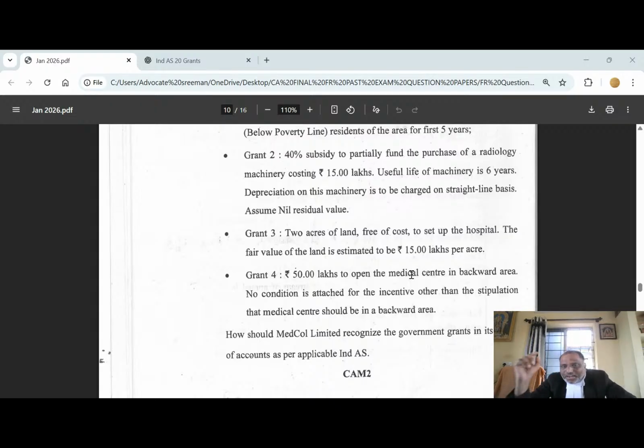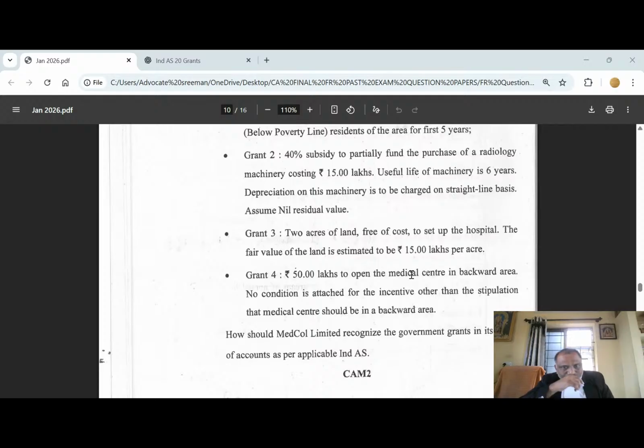That fair value is 30 lakhs. Nature of grant is what? Non-monetary grant. Then it should be treated as nil cost. Relevant to India is para 23. Non-monetary grant shall be measured at fair value or nominal value.